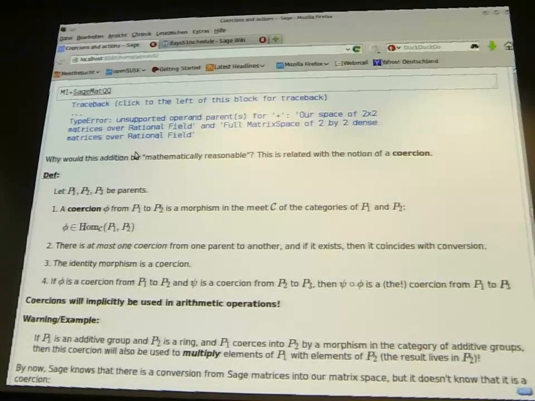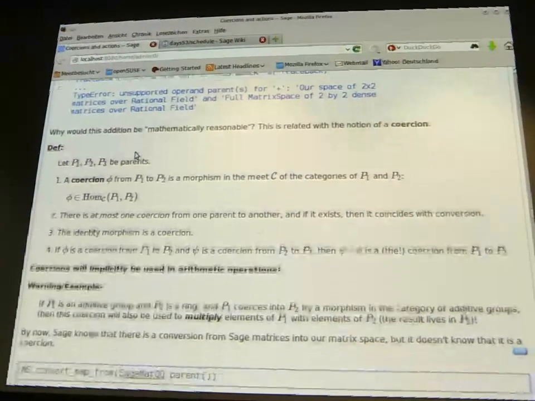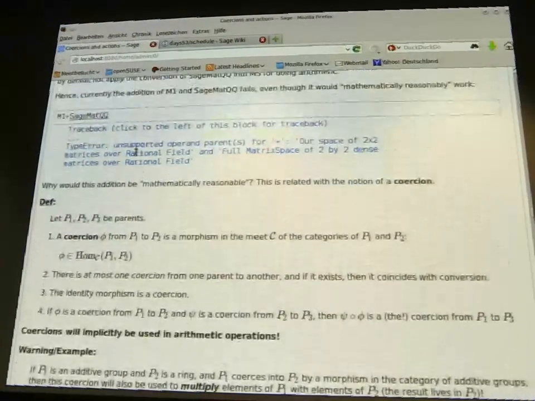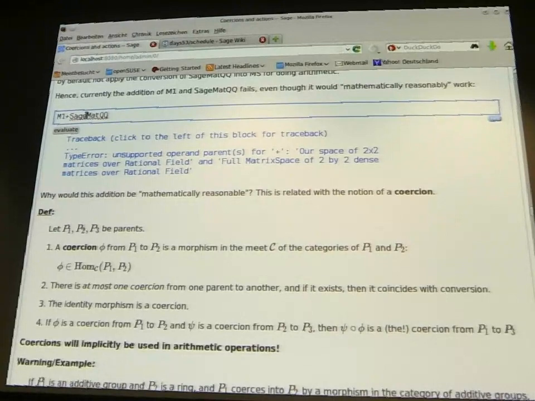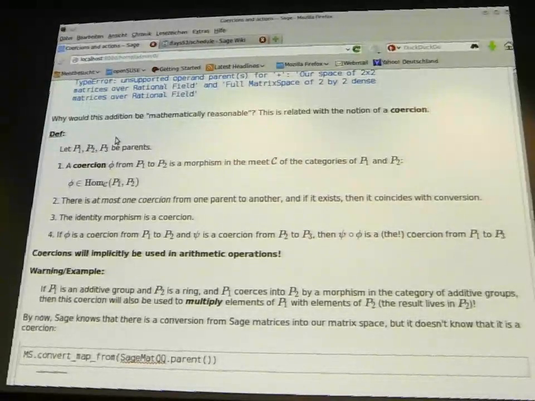It is simply two different implementations of the same arithmetic structure. So it totally makes sense to allow this addition. But how to make this happen? What should happen here is that the SAGE matrix is converted into an element of our matrix space. Then we have two matrices in our matrix space, and then we can do the addition. So how to teach SAGE to do this conversion automatically?